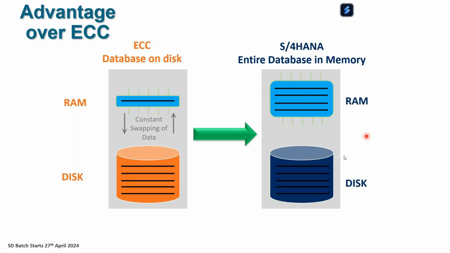And the disks have also changed. For those of you who know SSDs, as for HANA, SAP expects you to use SSDs in the disk. They now do not expect you to use your hard disk drives. So it's not a hard disk any longer. There are no hard steel plates moving. It's an SSD.